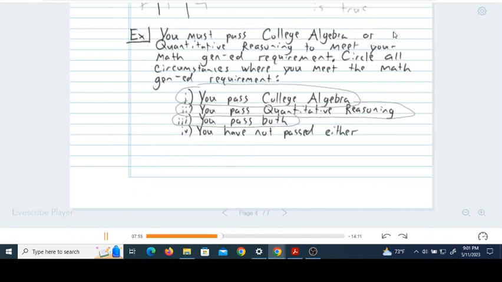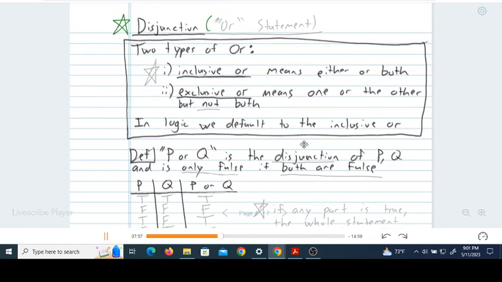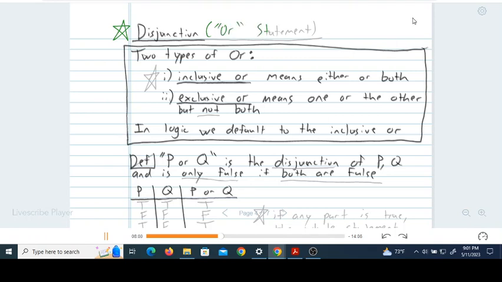Alright, that brings us to the disjunction. In other words, these are the OR statements. Now we need to address a complication in the English language here. There's actually 2 types of OR: the inclusive OR, which means either or both, or the exclusive OR, which means one or the other, but not both. A lot of times in daily communication, we default to the exclusive OR. For example, if you ask your child, do you want McDonald's or Burger King? You mean you can only pick one or the other, but not both. So that's the exclusive OR.